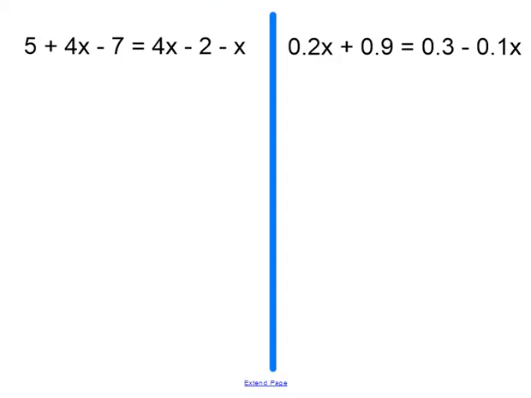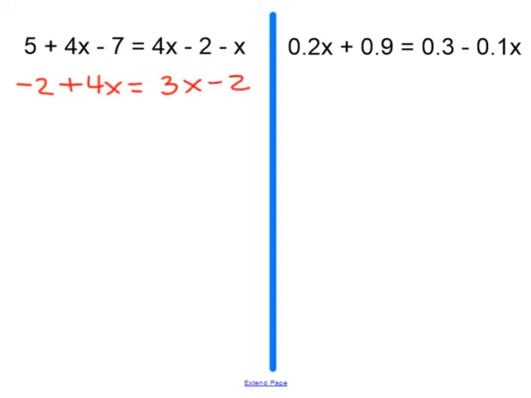All right, I believe these are the, nope, we got 4 more problems. Okay, so let's take a look at these here. So on the left-hand side and the right-hand side, we do not have distributive property. But on the left-hand side and the right-hand side, we can combine like terms. So on the left-hand side, we have 5 minus 7, which is negative 2. So negative 2 plus 4x equals. Then on the right-hand side, we have 4x minus x, which is 3x.